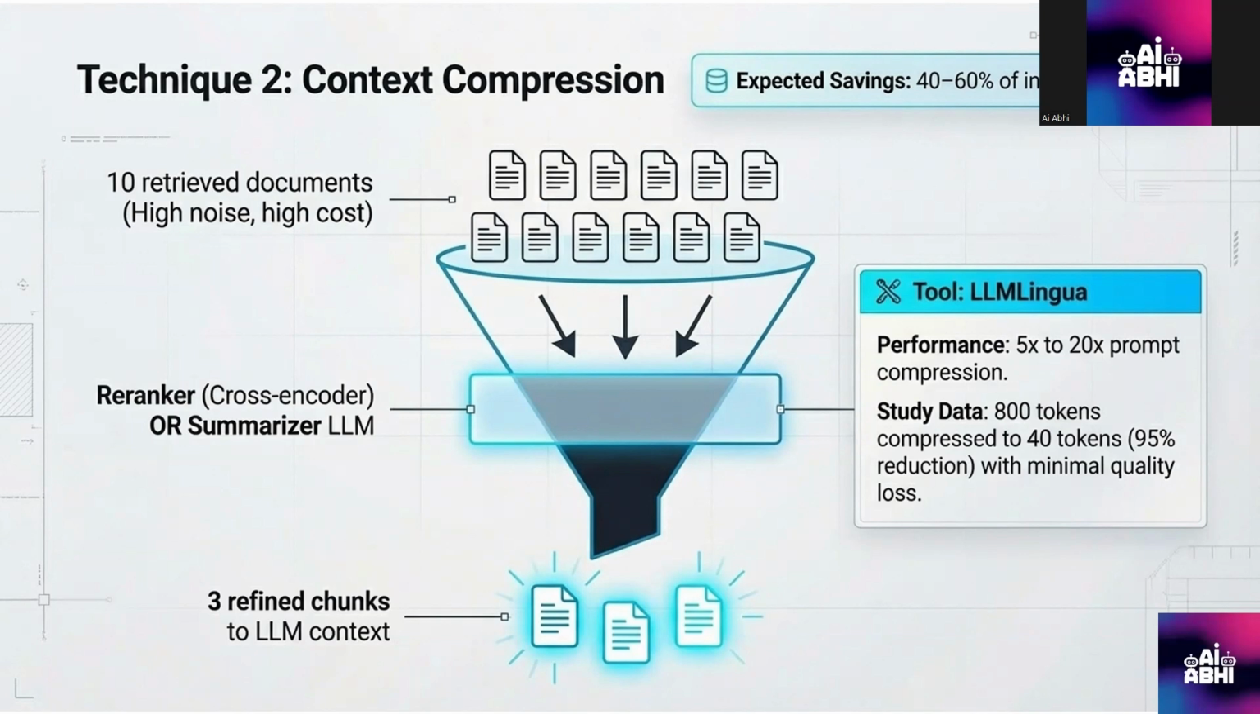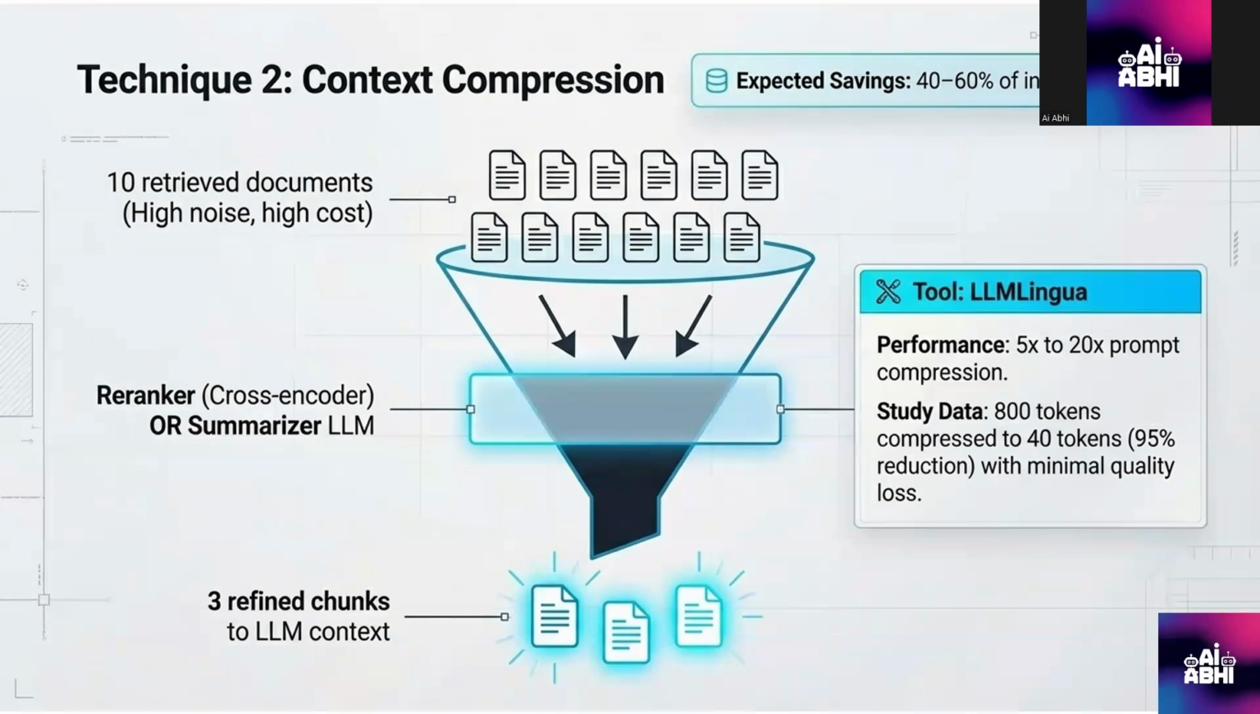Okay, so let's move on to the next technique, that is context compression. Here we expect a saving of around 40 to 60% of the input cost. This is the second highest ROI that we can implement after caching is running. Your RAG retrieves 5 chunks. 3 of them are genuinely relevant, for example, and 2 are marginally related noise. So you are paying for all 5 equally.